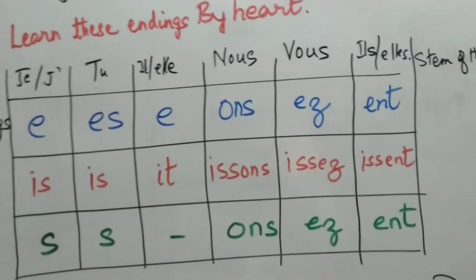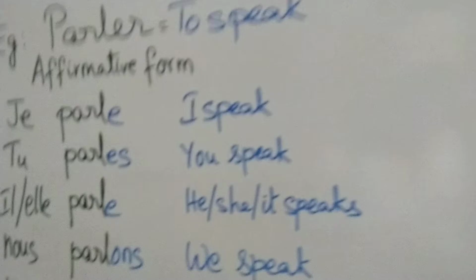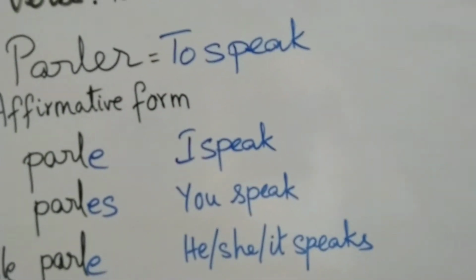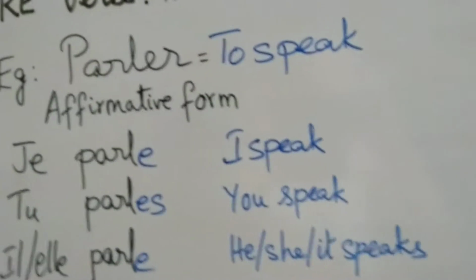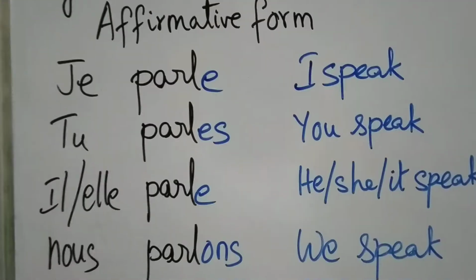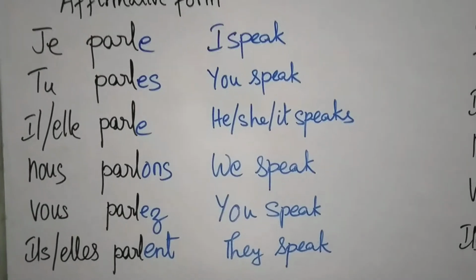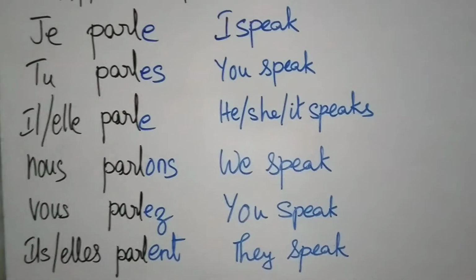Now let us take up the first regular ER verb, which is the verb parler. Parler means to speak. I have already told you this. The stem of the verb you know how to obtain: PARL, cut off ER, which are the last two alphabets of this full verb. Now, I have written all my subject pronouns down: je, tu, il, elle, nous, vous, ils, elles. You already know the subject pronouns and I told you to learn them in this order.